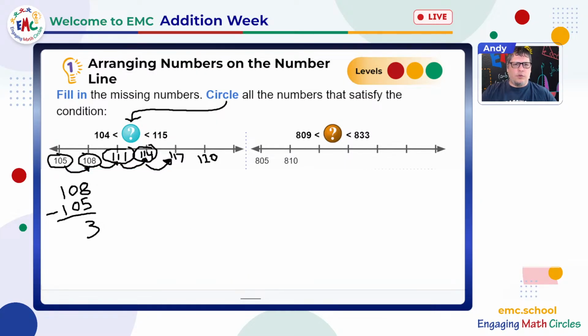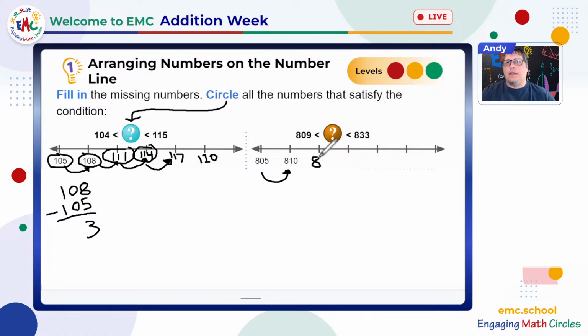Okay, for those who are trying this problem after the fact on the stream, we've got some numbers between 809 and 833 on this number line. Which ones are there going to be? We have to figure that out. First, we got to fill in the number line. What are we adding each time? I think you probably figured out it's 5 already.